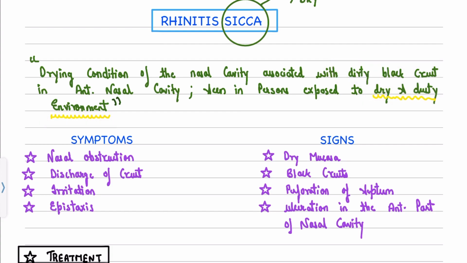What are the signs and symptoms? Symptoms include nasal obstruction, discharge of crust, irritation, and epistaxis, which are somewhat similar to atrophic rhinitis. Signs include dry mucosa, black crusts, perforation of septum, and ulceration in the anterior part of the nasal cavity. So these are the signs and symptoms of rhinitis sicca.